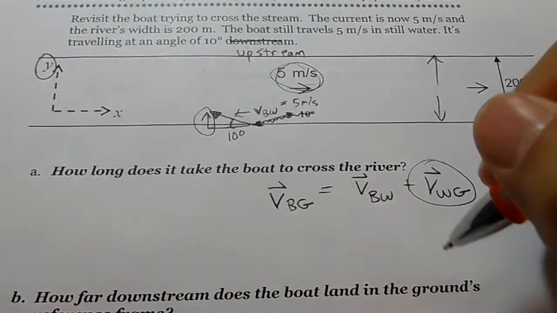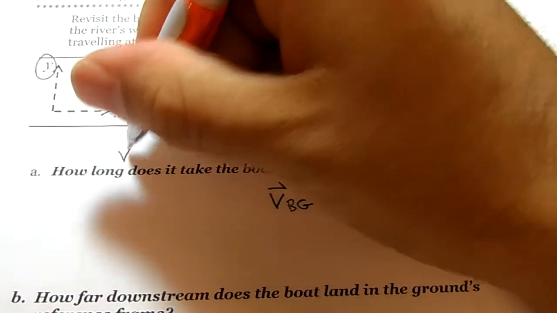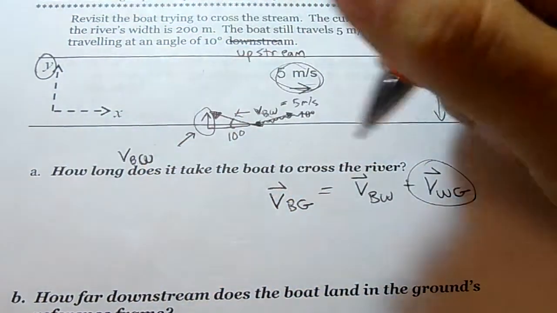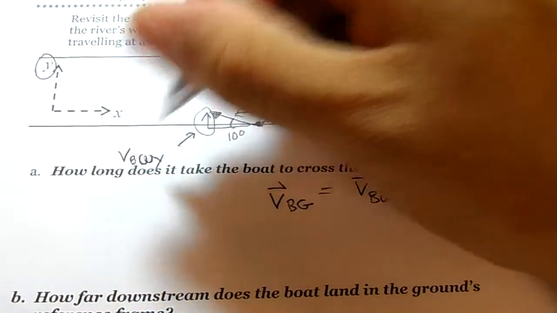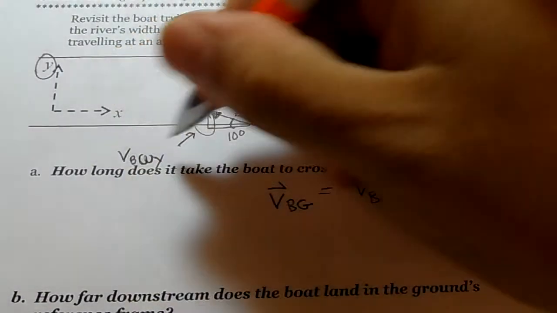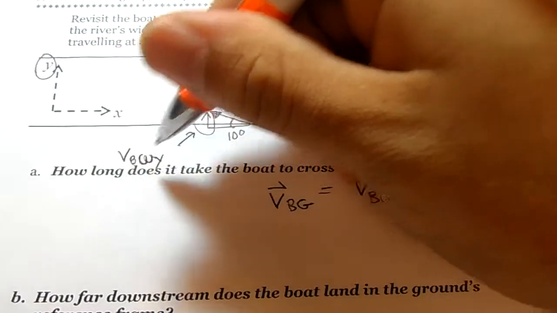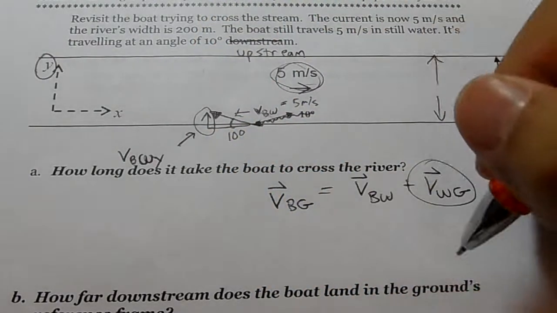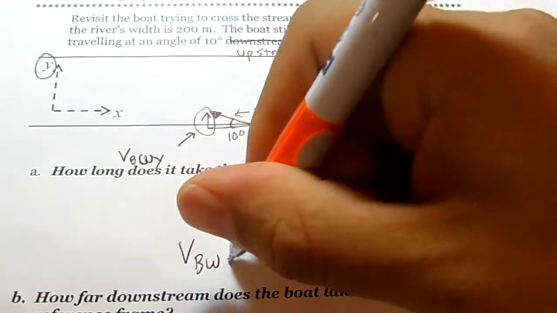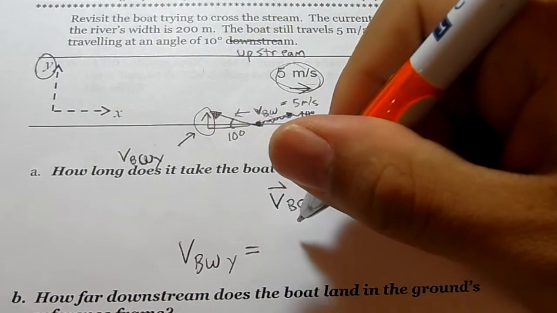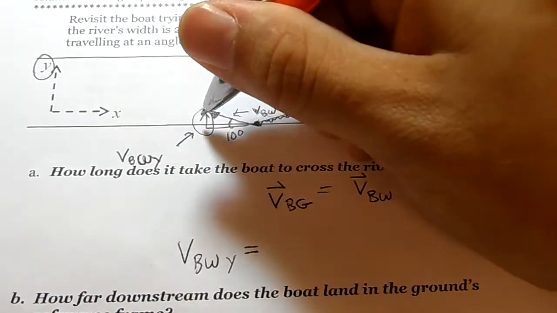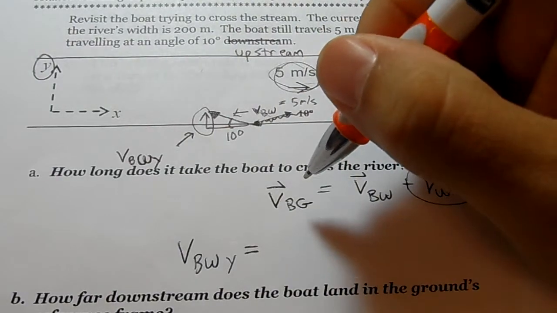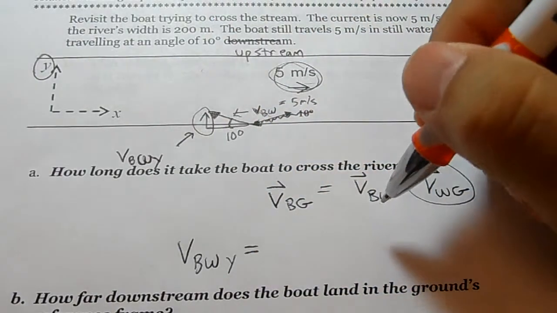Now, if you look at the little triangle I just created, I'll label this as v of the boat with respect to the water. Again, it doesn't matter. For the y component, it's the same whether I'm talking about water or ground, but I'll label it as water. The velocity of the boat with respect to the water in the y direction, I can use this triangle to find it. The reason, by the way, that I'm finding this velocity is because I know the distance across the river. So if I find the component of the velocity that's taking me across the river, then to find the time it takes to cross, I can just divide it out.